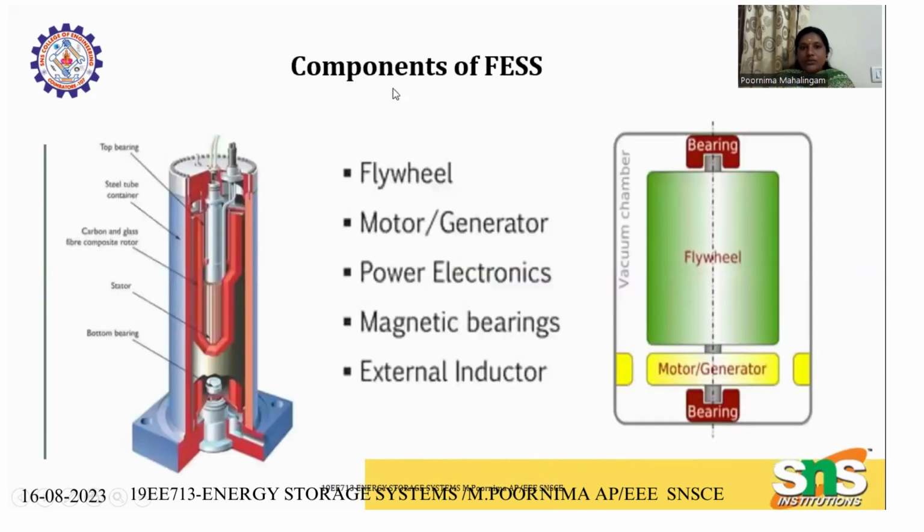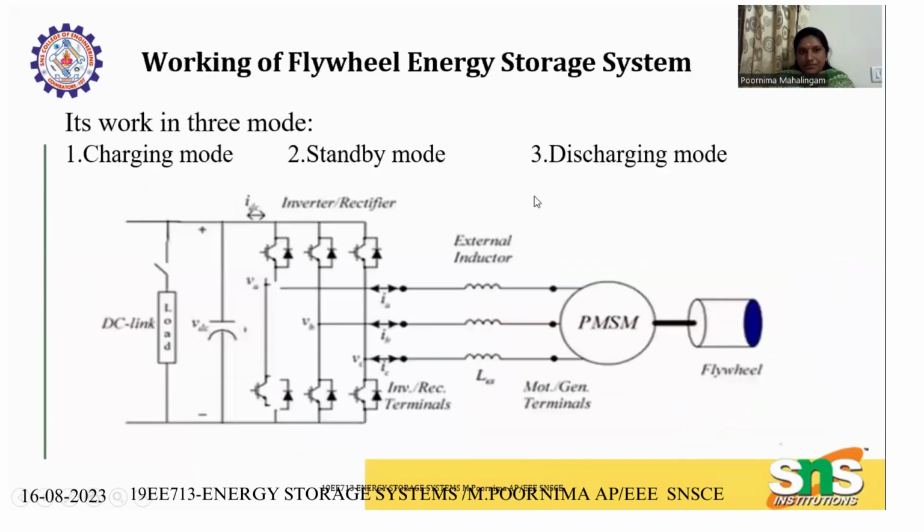Here are the components: a flywheel, a motor generator set, power electronics converters, ball bearings and external inductors. These are the parts we have in a flywheel energy storage system. How does it work? It works in three main modes: charging mode, standby mode and discharging mode. The charging mode is when we convert electrical energy to mechanical energy. Standby mode is when the energy is held as mechanical energy. Discharging mode again converts mechanical energy to electrical energy.